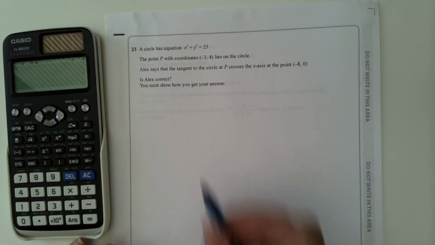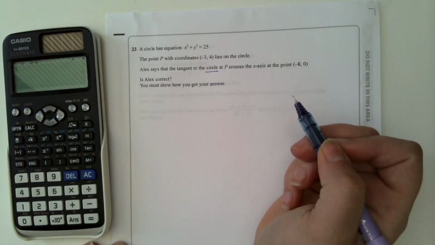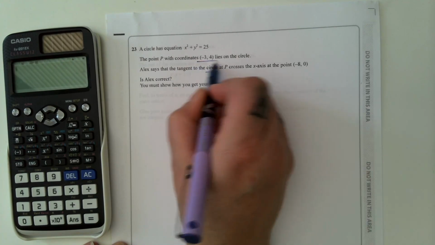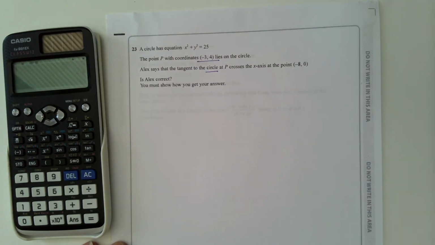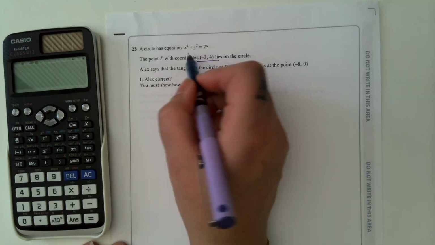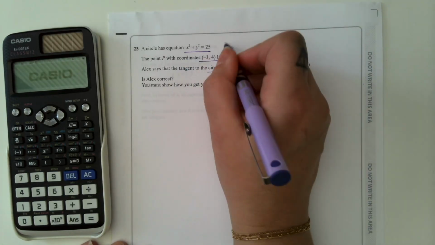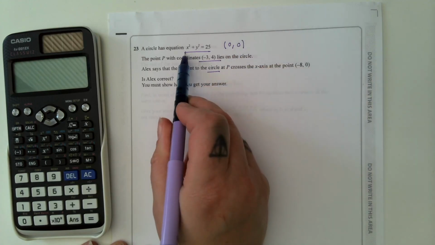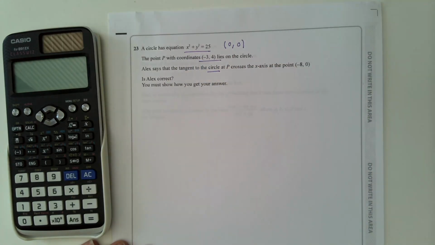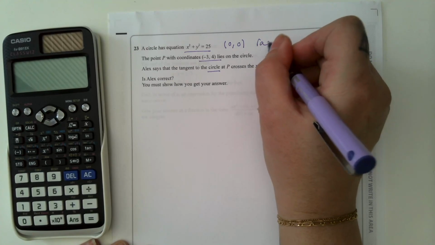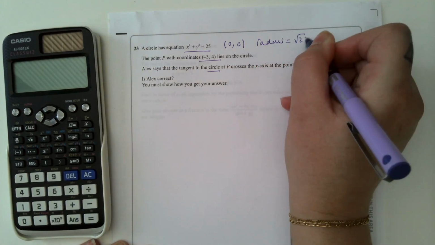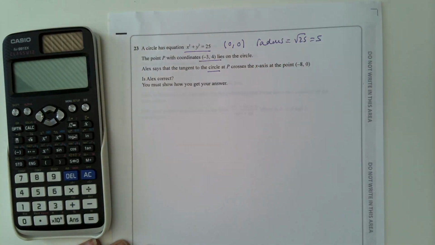Okay, so we're dealing with a tangent to a circle. We've got point P, which is the -3, 4 coordinate, and we've got this circle here. Now this circle must have a centre of 0, 0 because of how it's written with the x squared add y squared. And the radius is the square root of 25, which is 5.